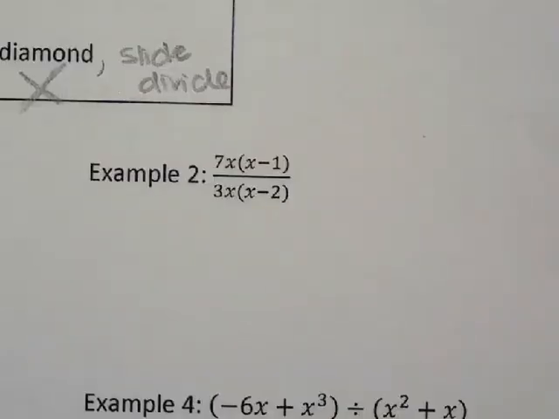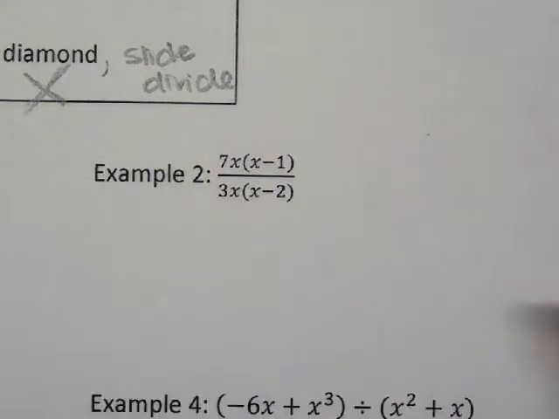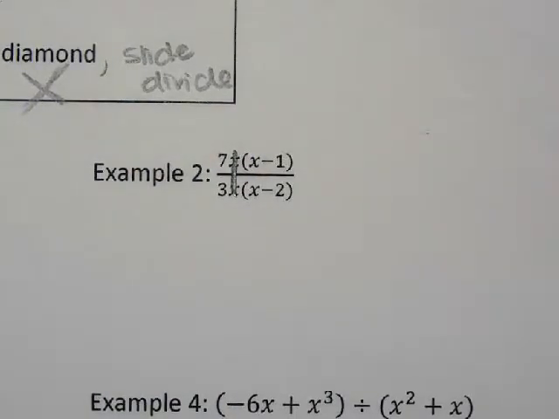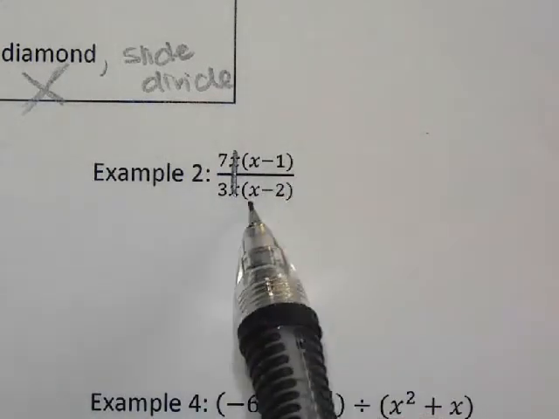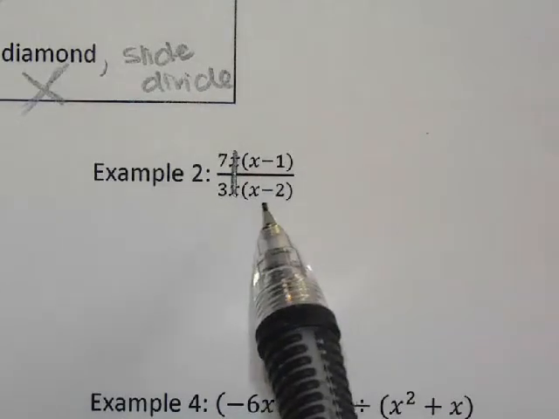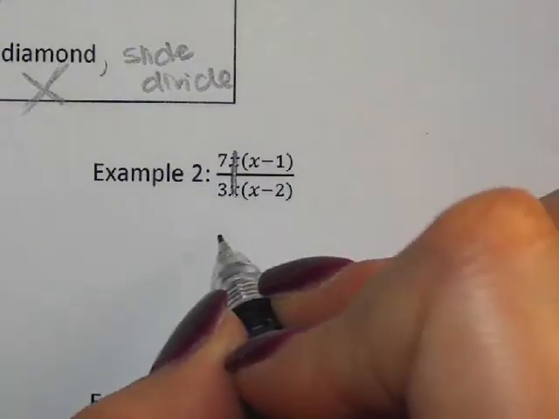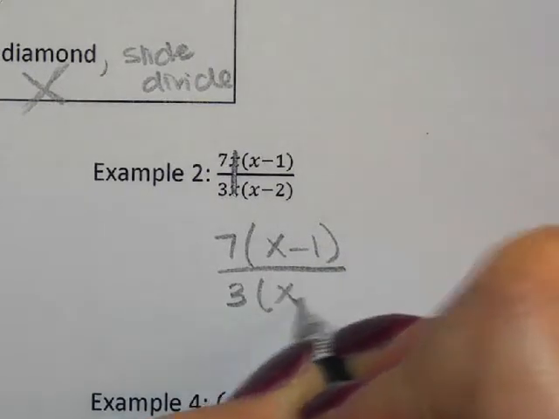Okay. If you look at example 2, this one, they have done steps 1, 2, and 3 for you. They had it in the correct order, they had it written as a fraction, they factored it for you, and now you just have to decide what can cancel. So I'm going to say that x divided by x makes 1. But 7 does not divide by 3. I can't reduce that fraction. X minus 1 and x minus 2 cannot cancel at all because those are not the same factor. They do not divide to make 1. So we would say that our final answer is 7x minus 1 over 3x minus 2.